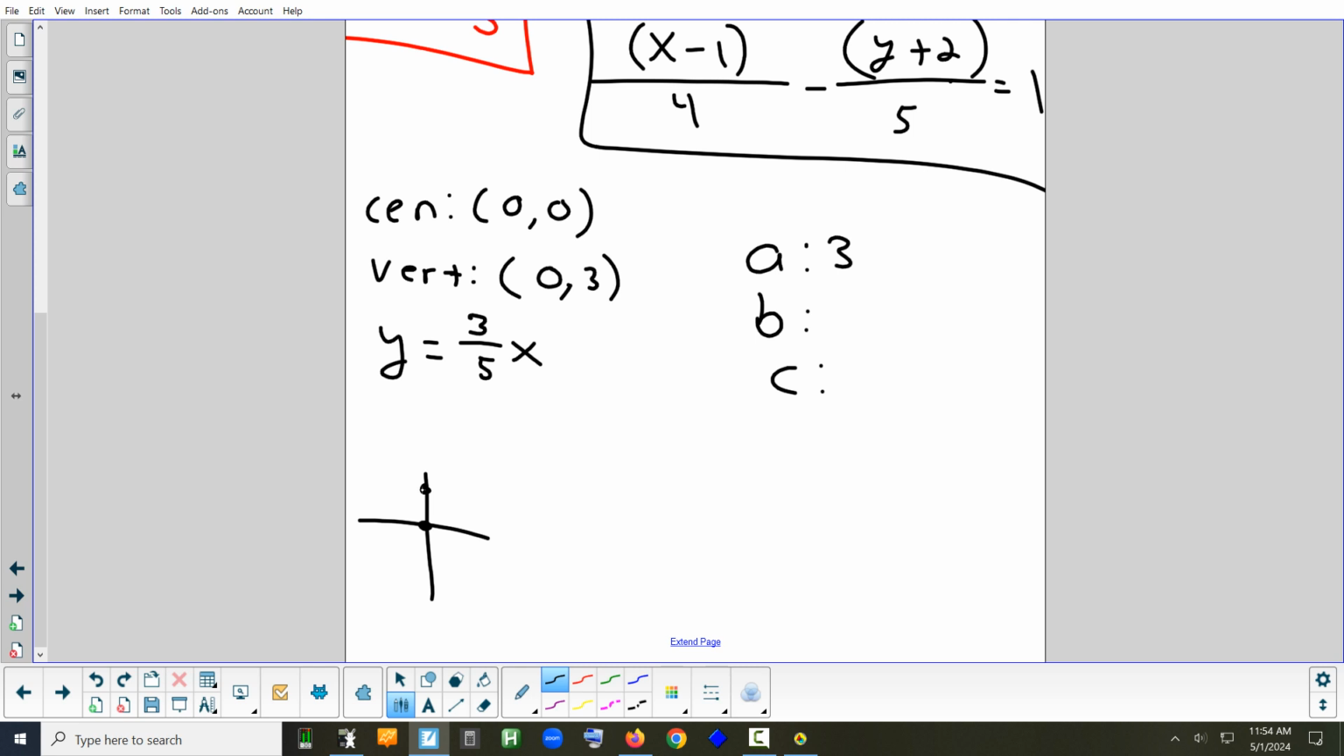All right. What's B? 5. 5, because this is vertical, right? It's going to open up and down. Because it's vertical, the slope is A over B. There's your A over B right there. So B is 5. And now you could get C by doing C squared equals A squared plus B squared. So that's going to be the square root of 25 plus 9. Now you got everything you need.